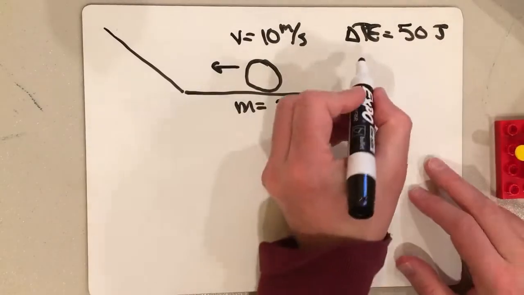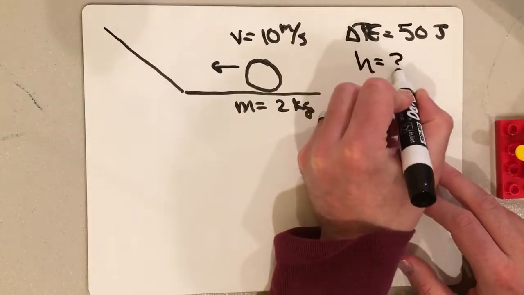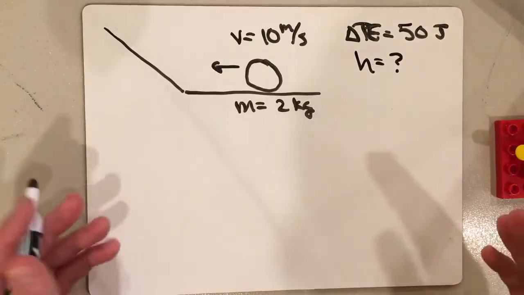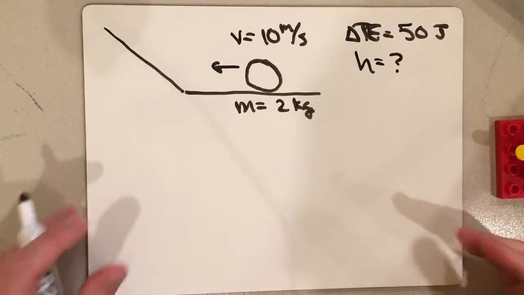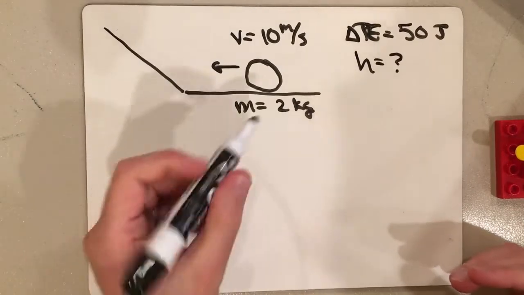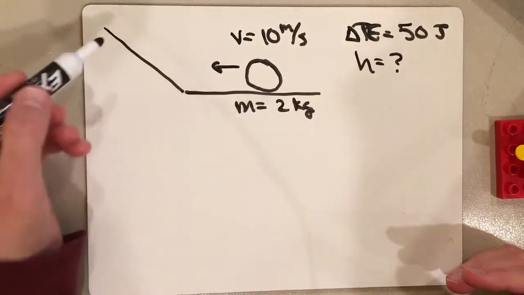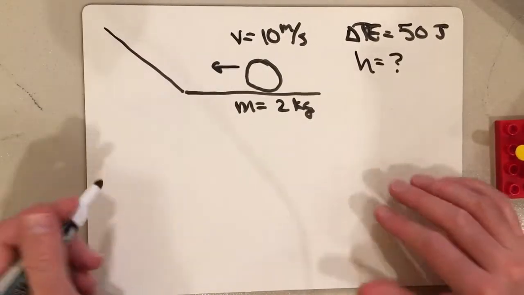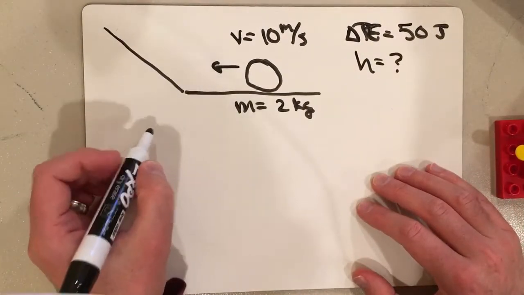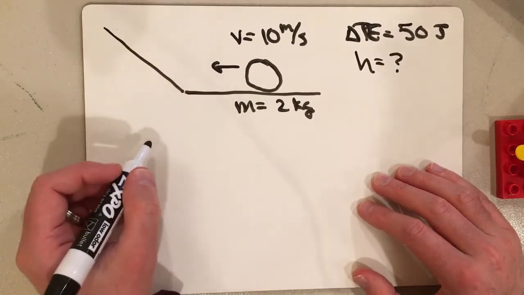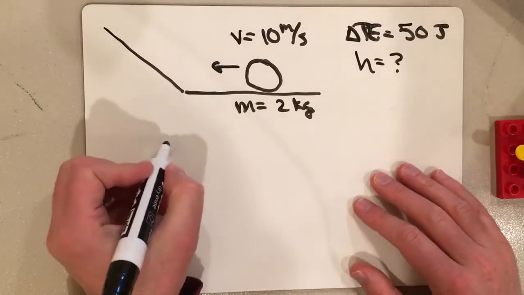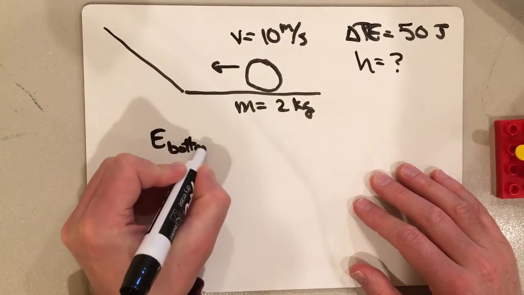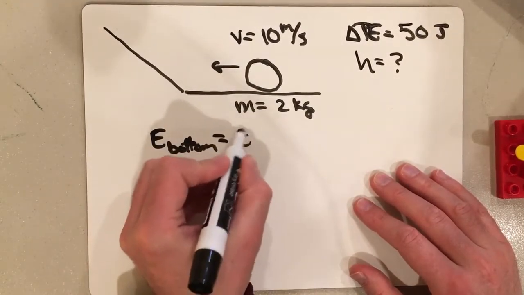And I want to know how high it'll go up the hill. That's my goal. So there's two moments in time I'm interested in. I want to compare down here to how high it gets, to when it gets to its peak, I should say. So let's do it where we look at those 2 points. I'm going to have the energy at the bottom has to equal the energy at the top.